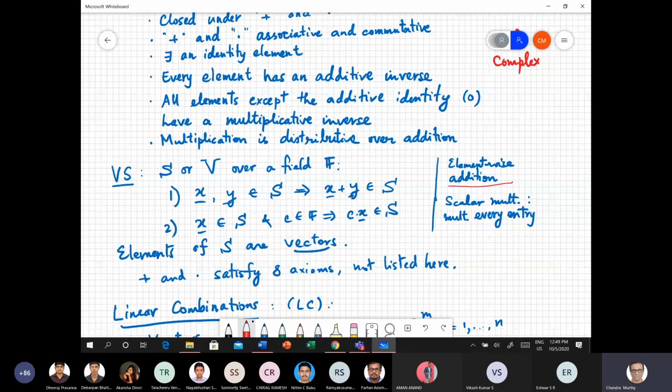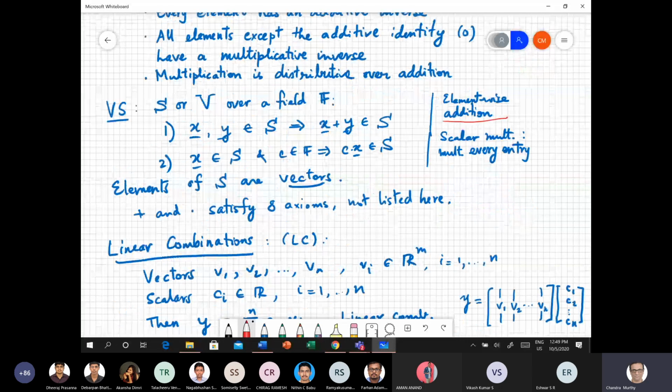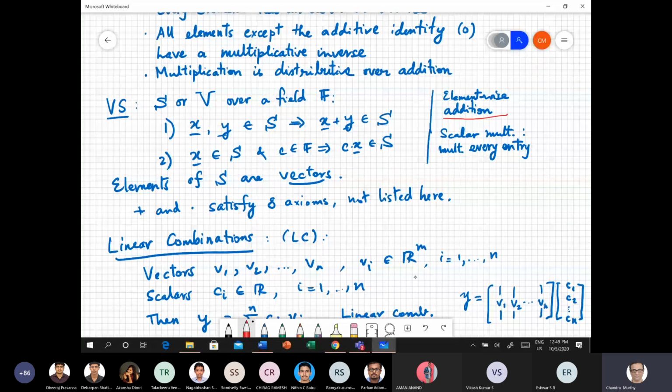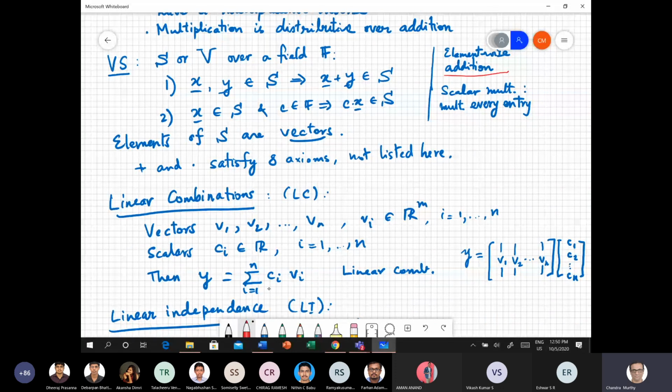So this X plus Y as defined here is actually taking a simple linear combination of these two vectors X and Y. A more general linear combination: if you are given vectors v1 through vn, with each vi belonging to R to the m, the m-dimensional real space, that is, a set of vectors with m real-valued entries in them, and i is 1 to n, those are the n vectors. And if you are given scalars ci, i equal to 1 to n, then if I define a vector y equal to the summation i going from 1 to n of ci times vi, that is called a linear combination of these vectors v1 through vn.